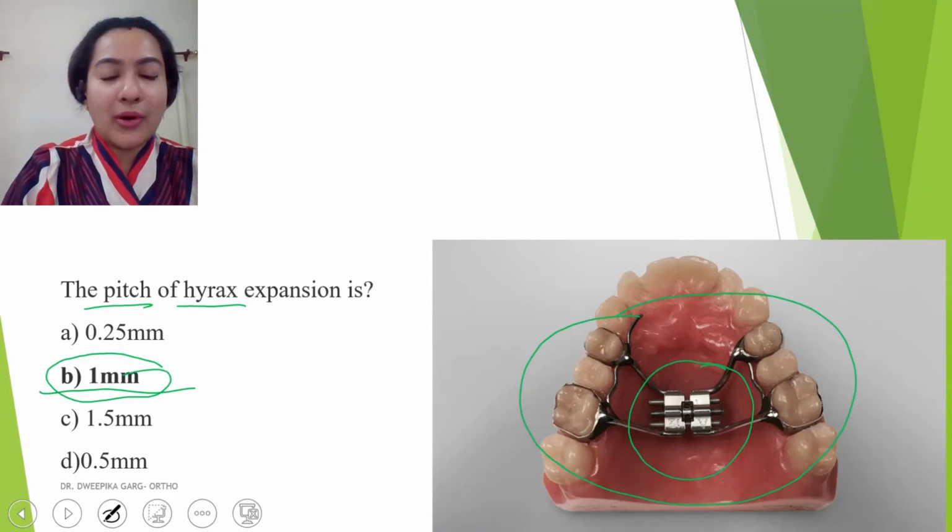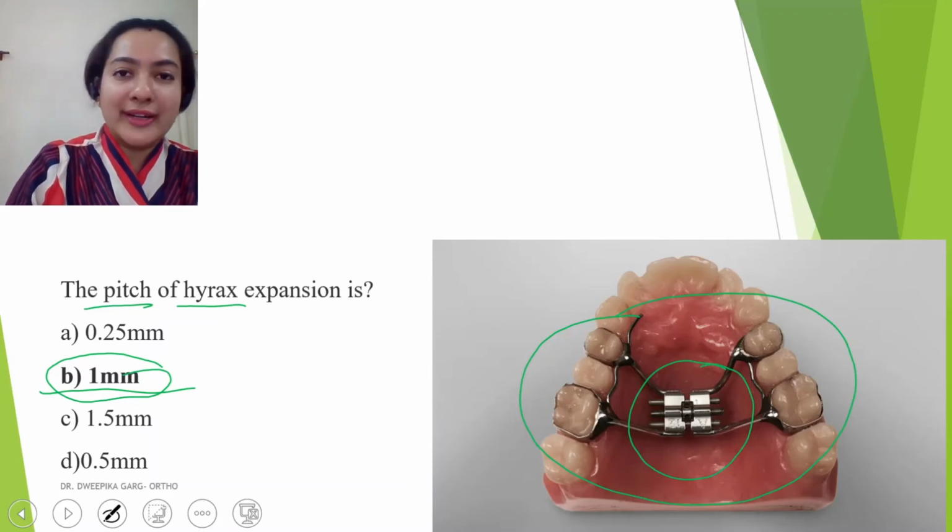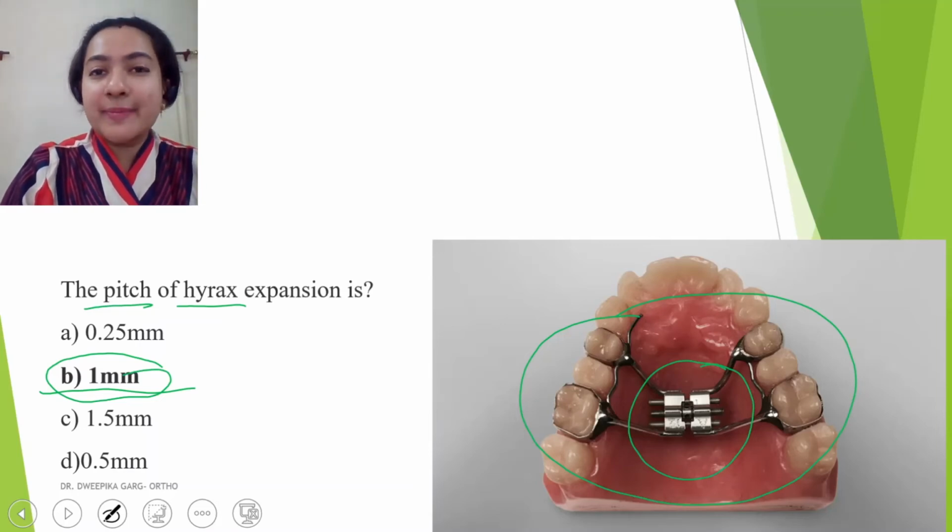Okay, so there is this important topic in orthodontics, that is expansion. Expansion can be slow or it can be rapid. Hyrax expansion is used in rapid expansion. Okay, so it is used to bring about skeletal changes.